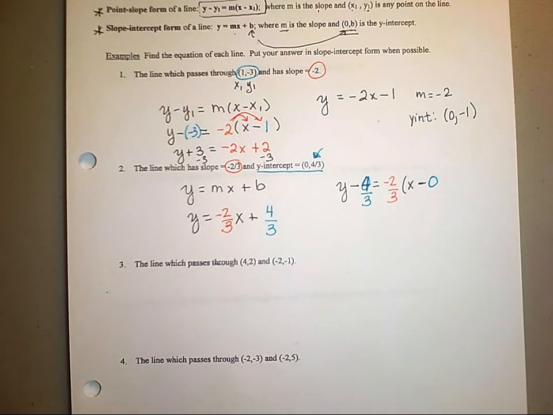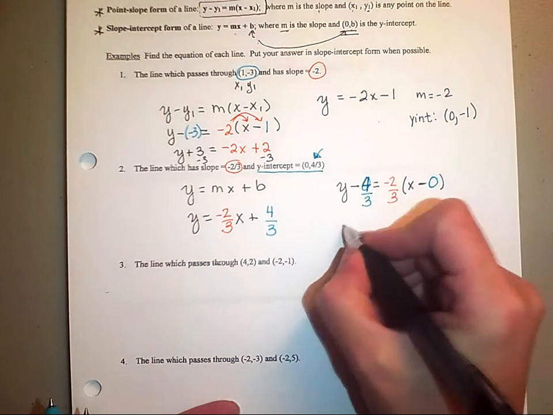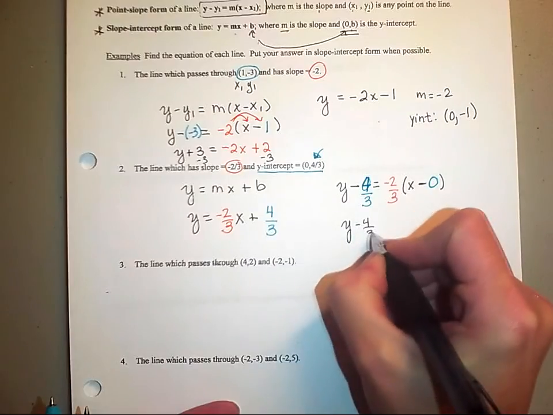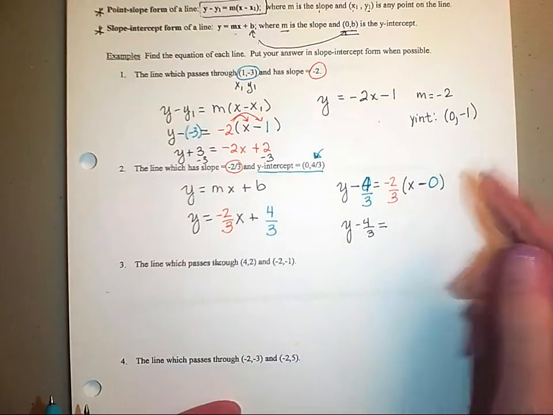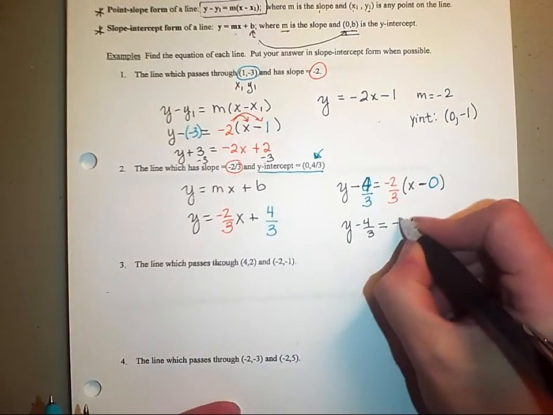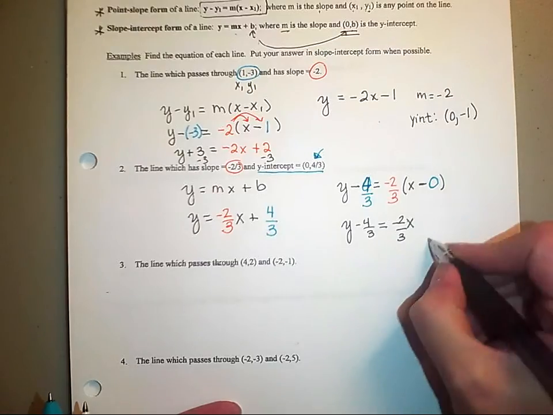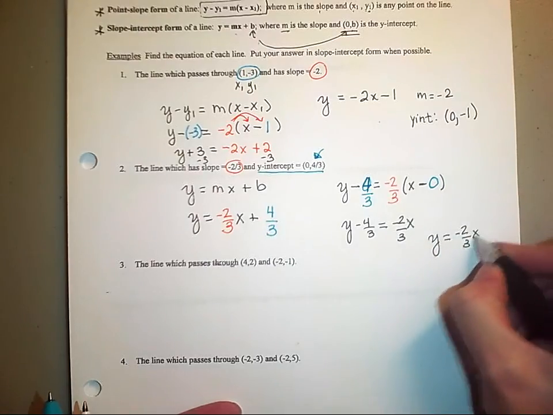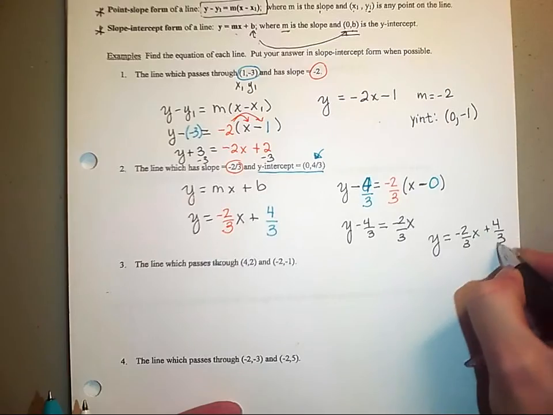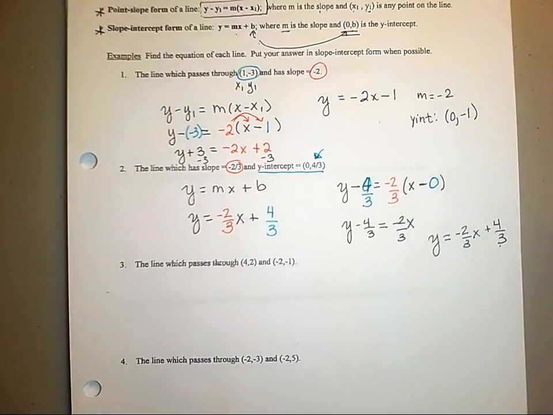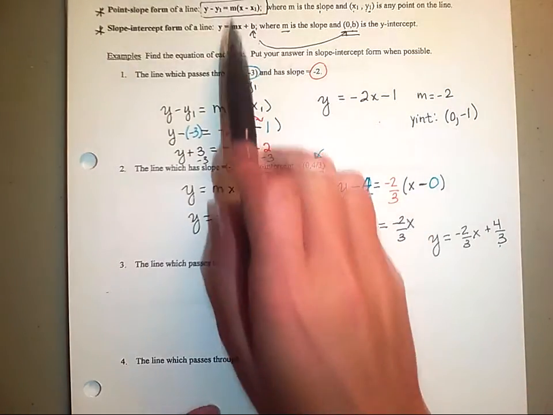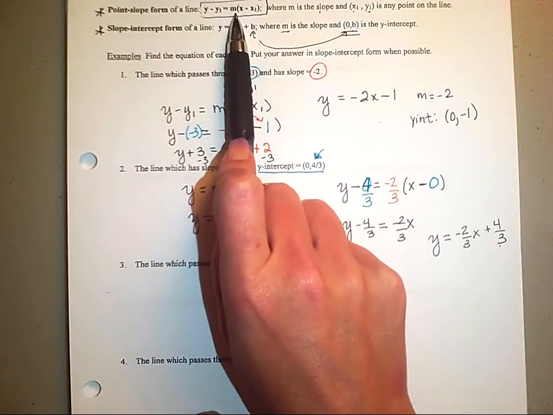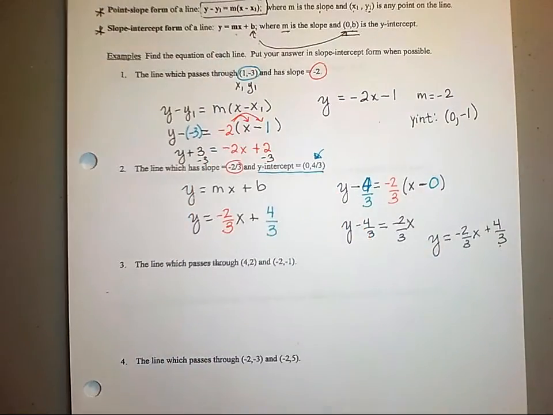Okay. So then we can just simplify it to y minus 4/3 is equal to, well, x minus 0 is just x, and that's being multiplied by negative 2/3. And now you can just add the 4/3 to both sides to get that. So really, if you just want to memorize one form, this is the form to memorize, and then we'll just always solve it for y.